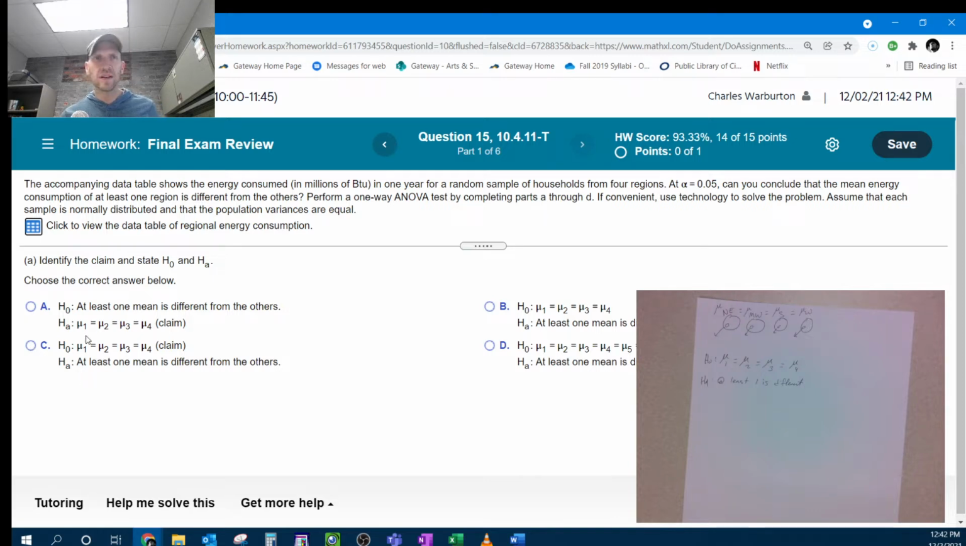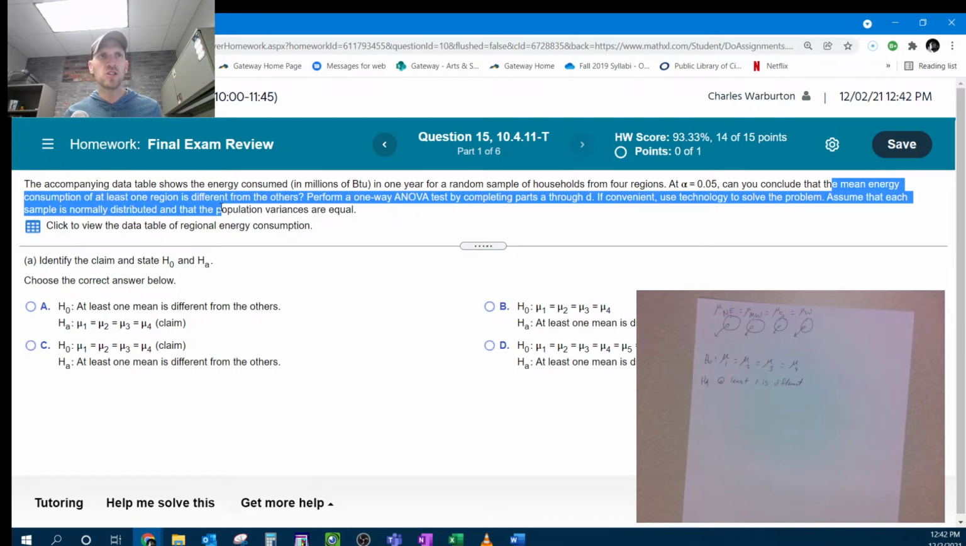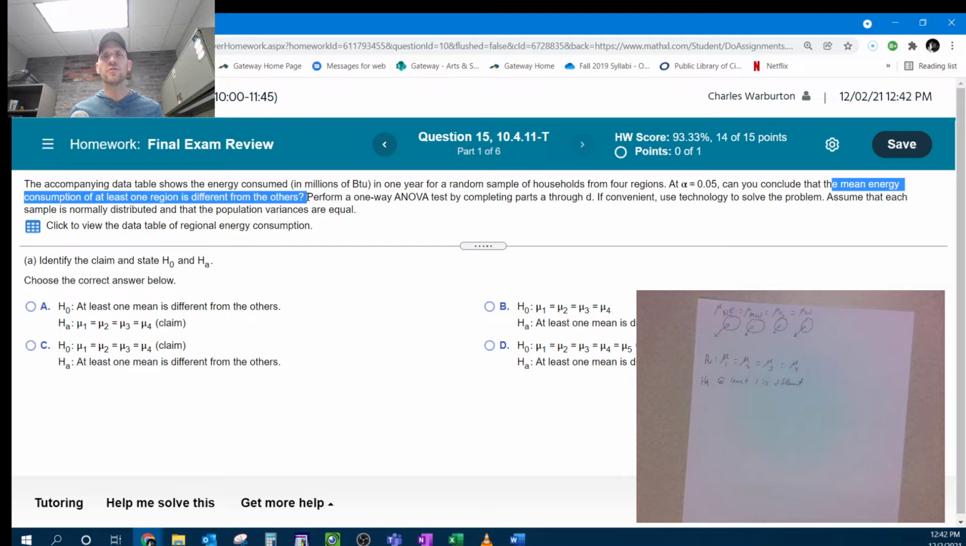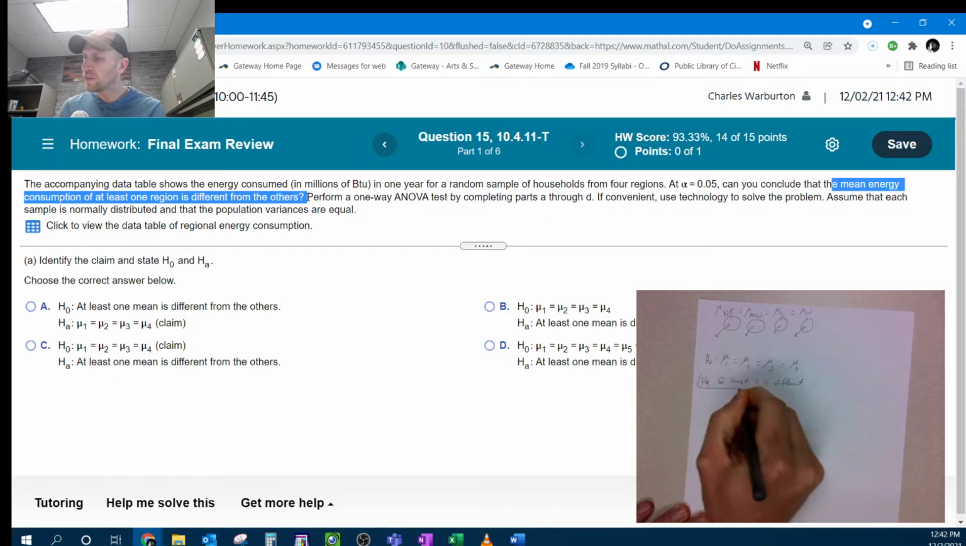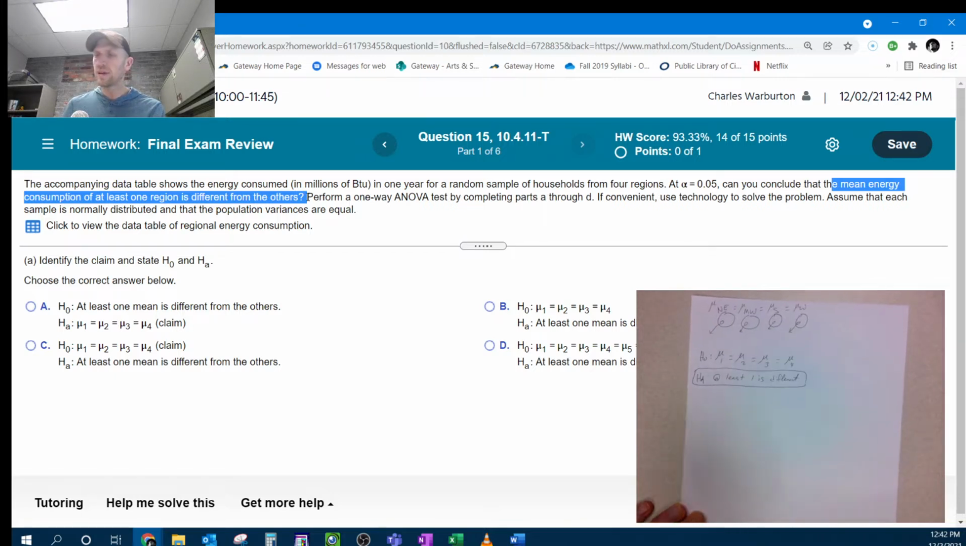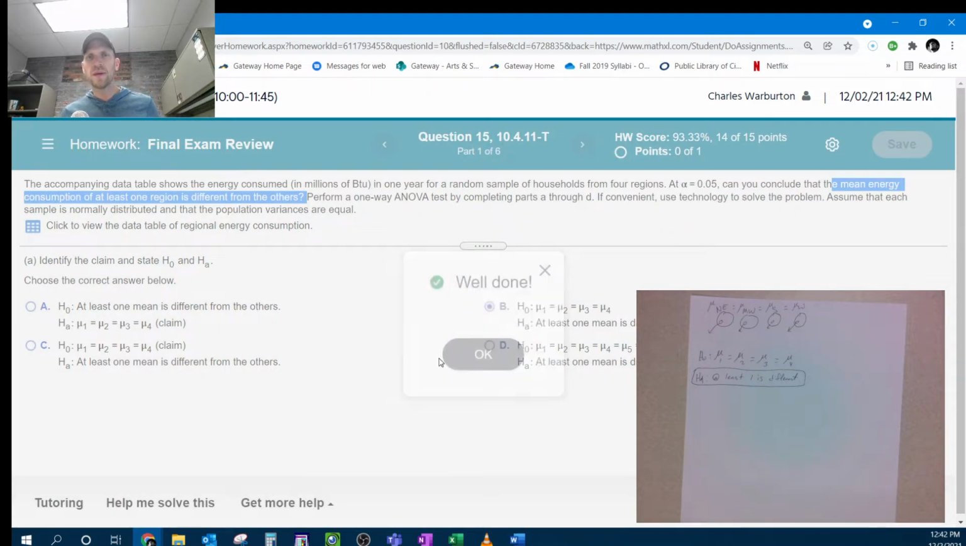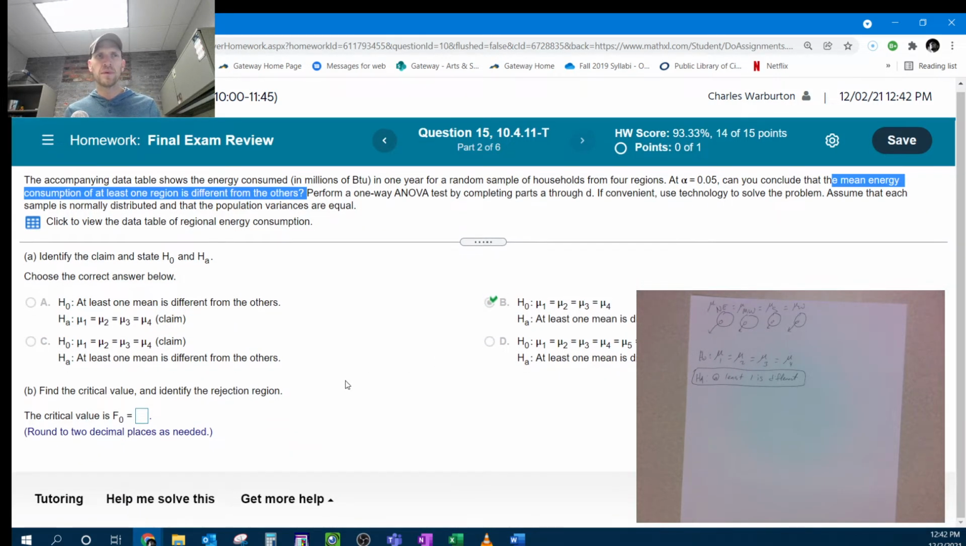Let's see which one's the claim. Can you conclude that the mean energy of at least one is different? So it looks like our claim is the alternative. That looks like B for me. Yours is probably different, but here's that.